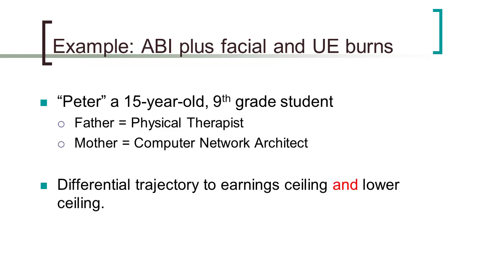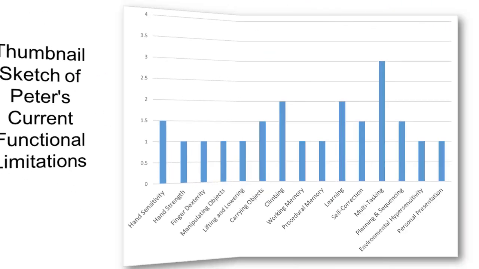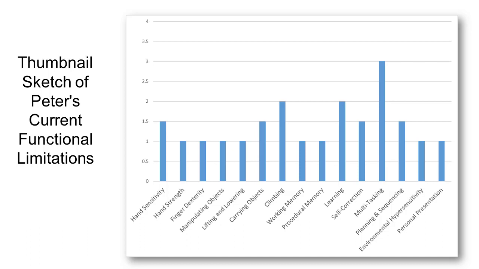One of the first pieces of our work with Peter is to examine how the functional limitations affect his vocational future. Now, there are two important issues we must face. The first is that Peter will have a differential trajectory to his earning ceiling than he would have prior to the injury. Now, the second is that he will have a lower earning ceiling in and of itself. Let's take a look at Peter's functional limitations with this thumbnail sketch.